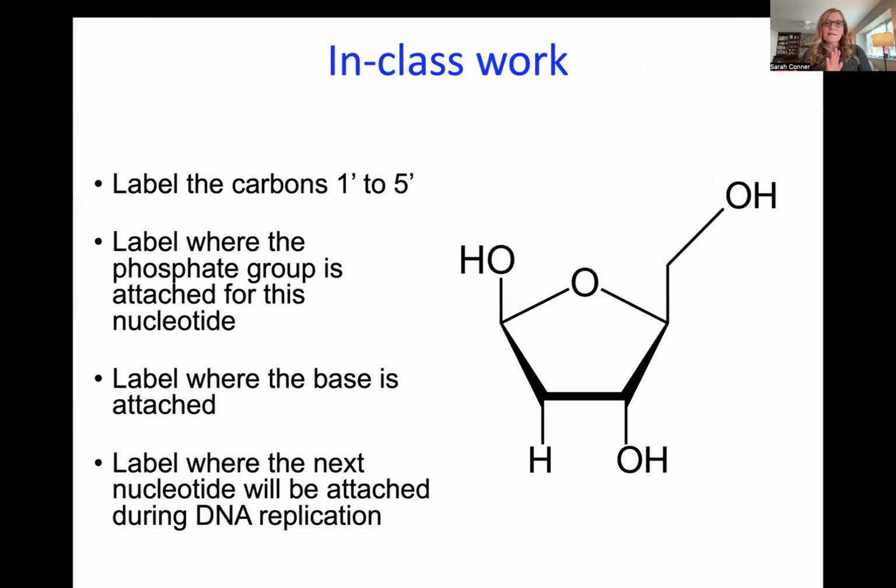So for the in-class work, I'm going to let you try some of this. I will verify it tomorrow. For a second, I want you to label the carbons 1 to 5, making sure that you can find them. Label where the phosphate group is attached to this nucleotide. Looking at this one right here, where would the phosphate group be? Would it be here or would it be here? Then label where the base is attached, the nitrogenous base, whether that's cytosine, guanine, whatever it might be. And then label where the next nucleotide is going to be attached during DNA replication. So go ahead and do that now. I'll pause for a second.